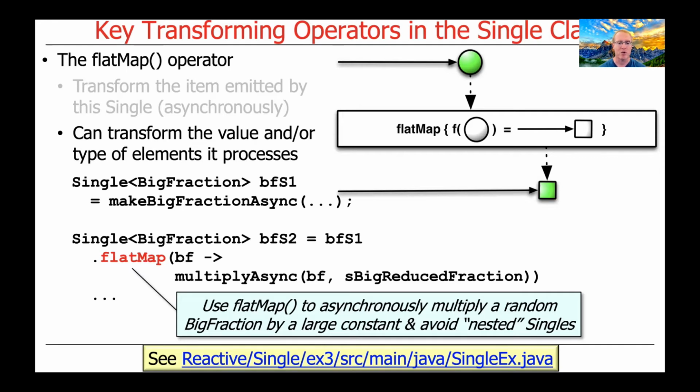In this example, you can see that we first use the makeBigFractionAsync factory method to asynchronously create a very large big fraction. And we get back a Single to it, which is kind of like a future. Then when that computation is finished, we use the flatMap operator on the BFS1 Single to take the results of that asynchronous creation and multiply that big fraction by a large constant big fraction, and do that asynchronously as well. And by using flatMap, we ensure that the return result is a Single to a big fraction.